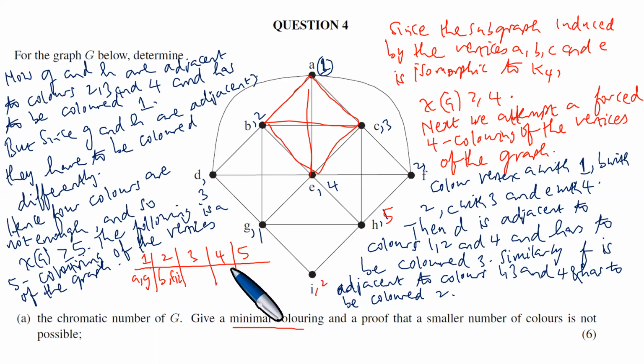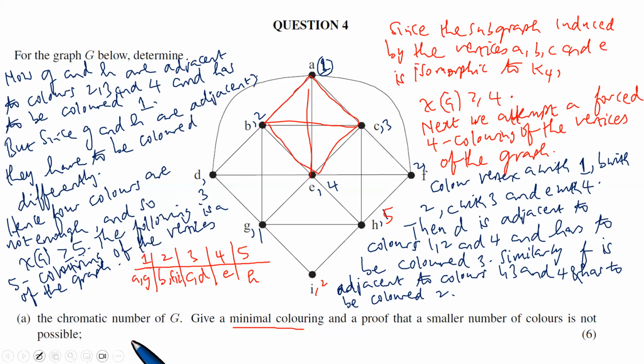So color 3 is for C, and also color 3 is for D. Color 4 is for E. But color 5 now is for H. H is for color 5.